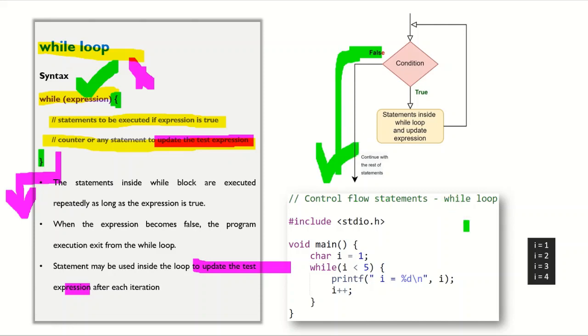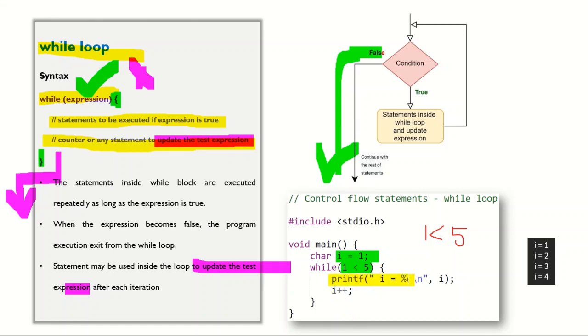An example of while loop. Here an integer variable i is initialized to value 1. The condition inside the while loop is i less than 5. Initially the value of i is 1, so in the first iteration it will check 1 less than 5. As this is true, it will execute the statements within these two curly brackets, that is, the statements within the while loop are executed.